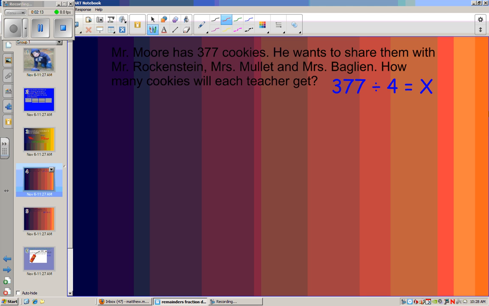And so if I were to write that out as 377 divided by 4, and now if we do the actual work, remember our DMSD, we could do 4 goes into 3, 0 times. 4 goes into 37, 9 times. 9 times 4 is 36. Subtract, we get 1. We drop our 7 down. 4 goes into 17 4 times. So 4 times 4 is 16. Subtract, we get 1. And I don't have any other numbers to go.